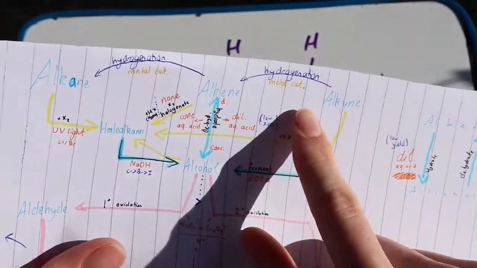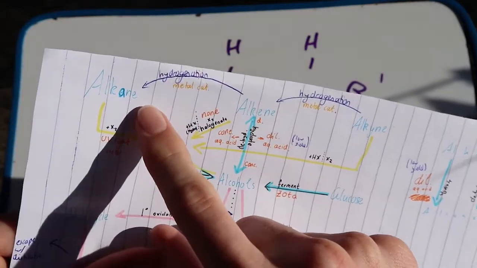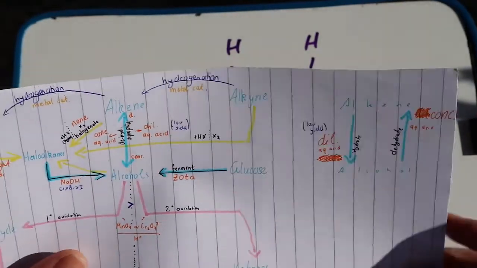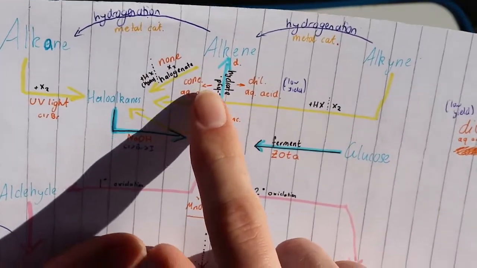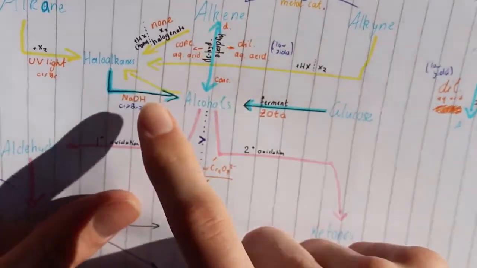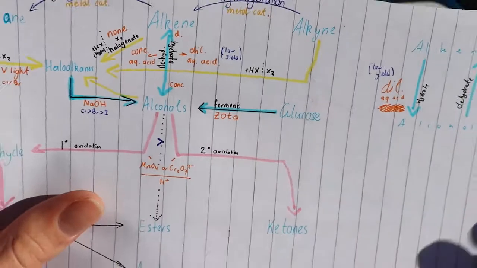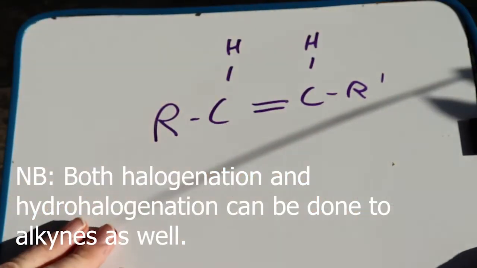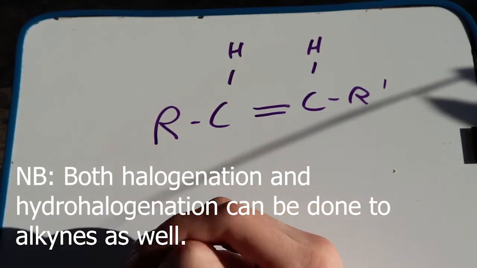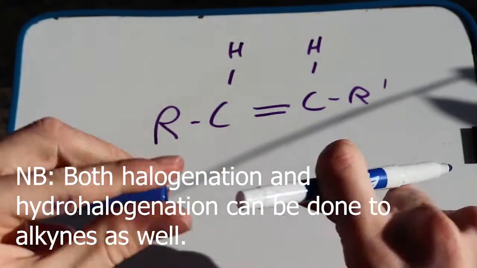We hydrogenate an alkyne to an alkene, we hydrogenate an alkene to an alkane. But what else can we do with these alkenes? Well, we can perform halogenation, hydrohalogenation, or hydration, which we'll get to later. So as for hydrohalogenation, it's basically exactly what it sounds like.